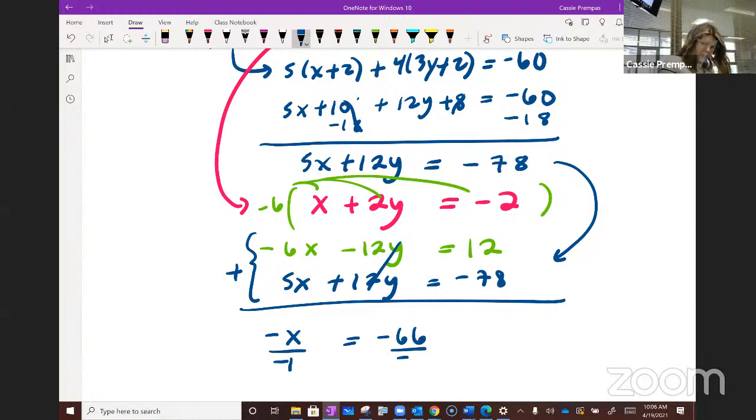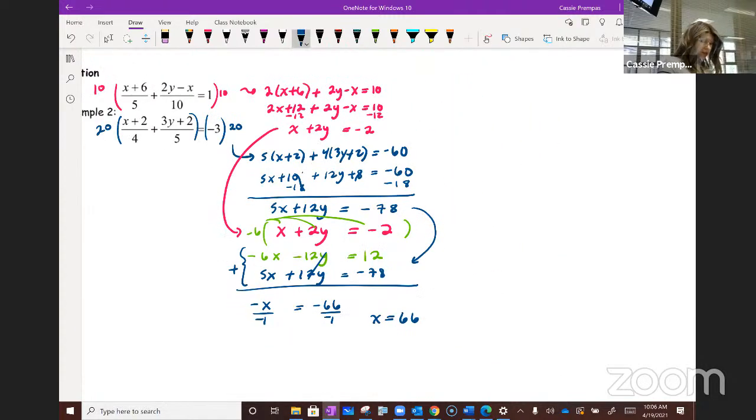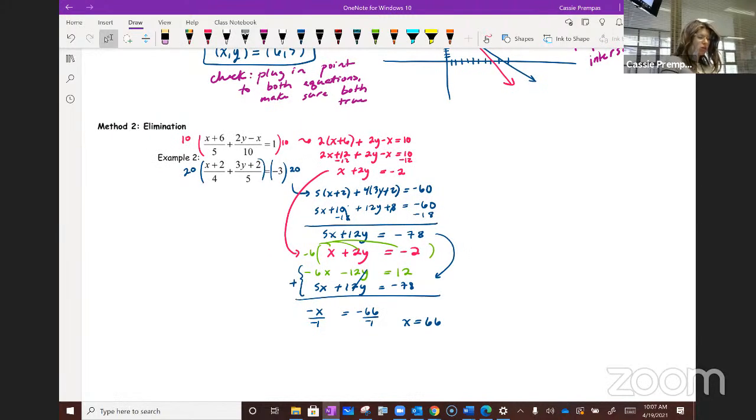Divide by negative 1, and I get x is equal to 66. If you did not know the process of elimination, make sure you know that, or write in your steps, line up your variables, and then add straight down.